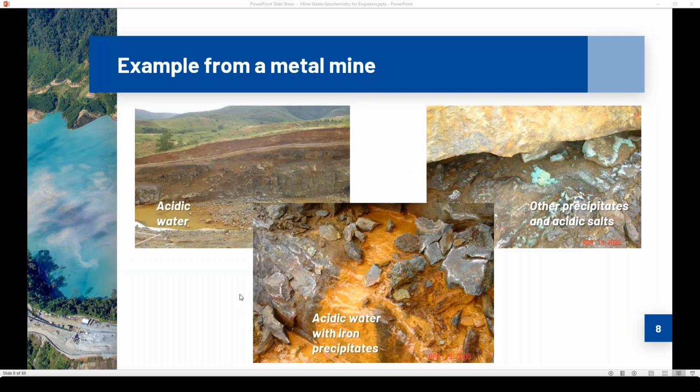Here's an example from a metal mine. On the top left there, you can see the acidic water that's collected at the bottom of the start of a pit. And if we zoom in closer, again, we see precipitates and other acidic salts forming in the top right figure, and then that acidic water with the precipitation of the iron precipitates in the bottom picture there.